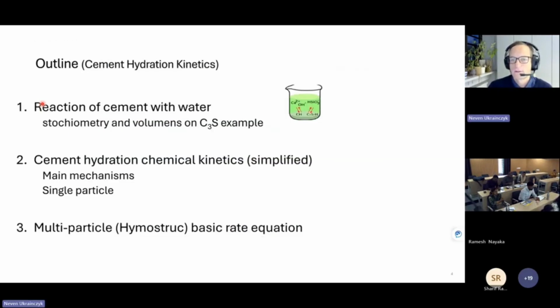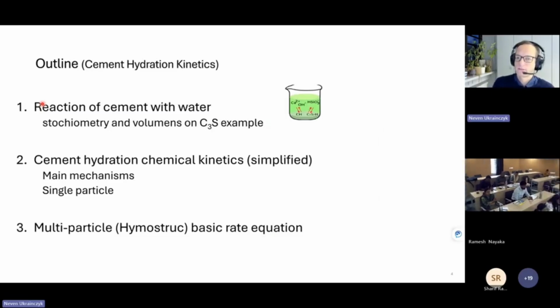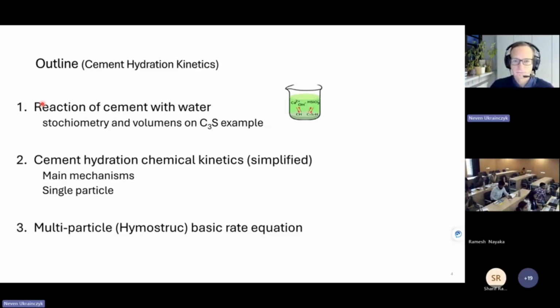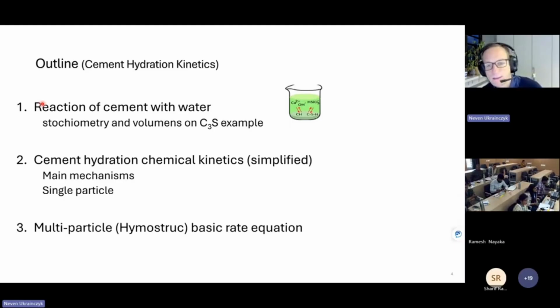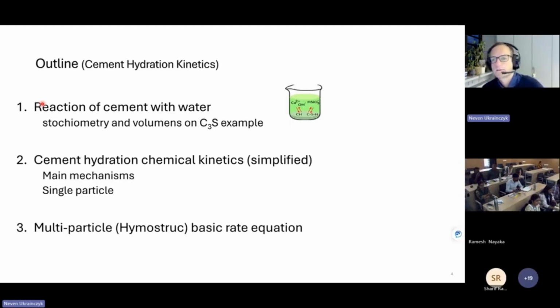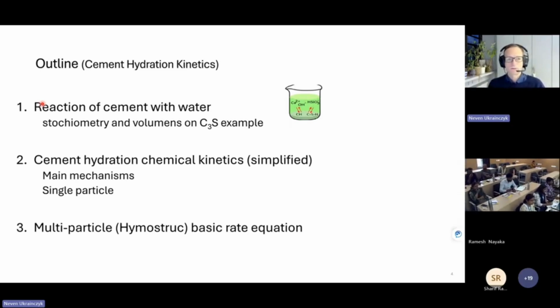And this is the outline of the first hour. So it's about the cement hydration kinetics. So the reaction of cement with water, stoichiometry and volumes, this is what we already did yesterday for C3S. I will explain a little bit more on the solid volume increase, because if we have particle-based models, this is the microstructural model, then we also need to calculate the solid volume increase, how the particle then grows. So we can model the cement hydration kinetics.